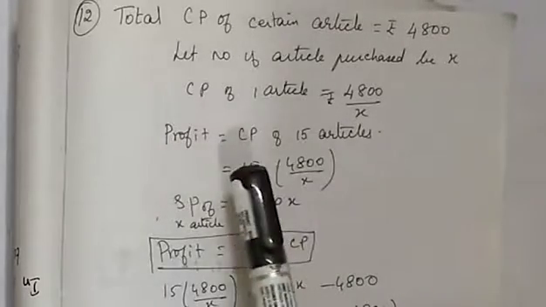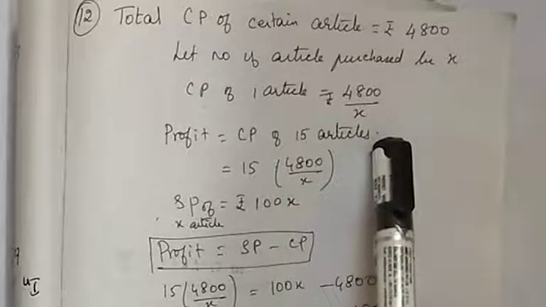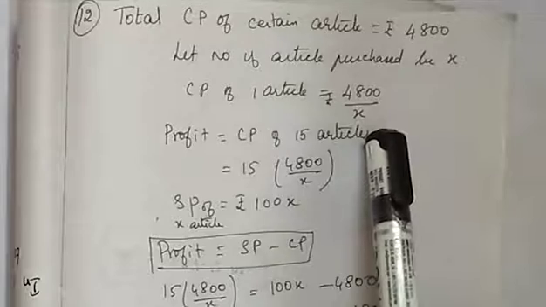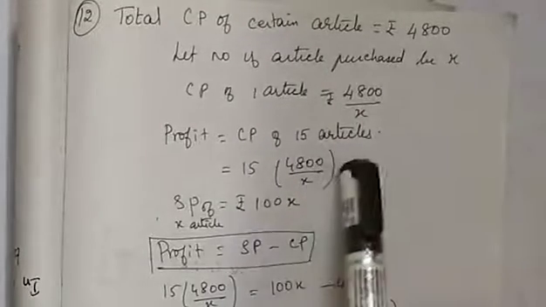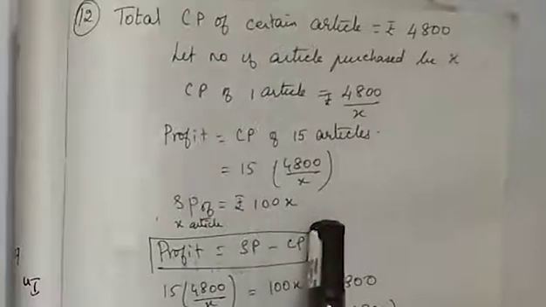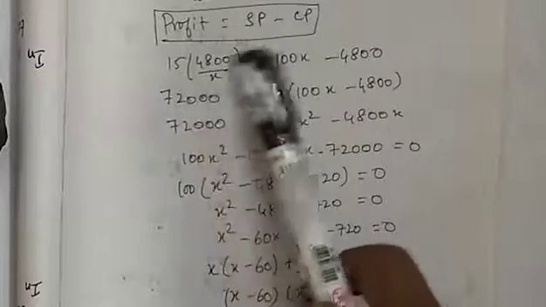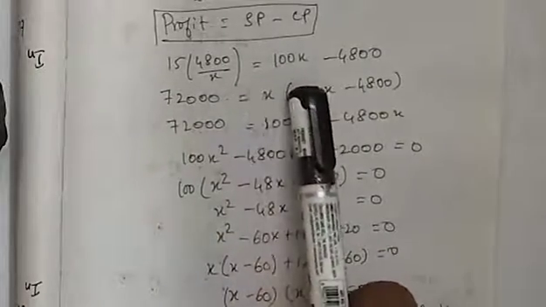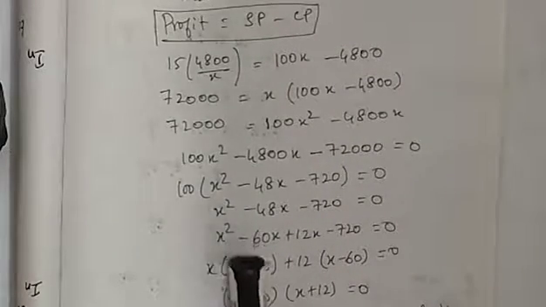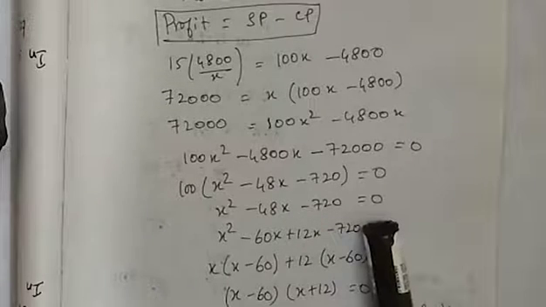Now, profit we have to find out. Profit is equal to cost price of 15 articles. So, you know one article cost price is 4800 upon x. Now, 15 into 4800 upon x, you will get the profit, and selling price we know is 100x. So, profit is equal to selling price minus cost price. 15 into 4800 upon x is equal to 100x minus 4800. Now, solve it. You will get the quadratic equation x squared minus 48x minus 720 is equal to 0.